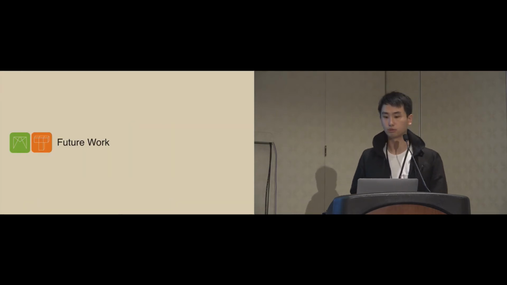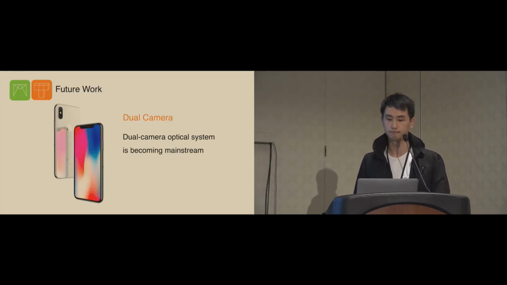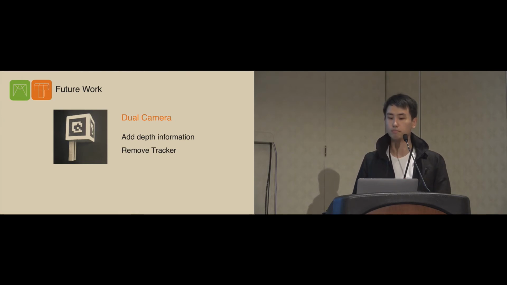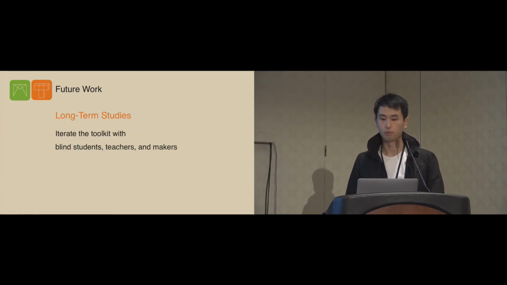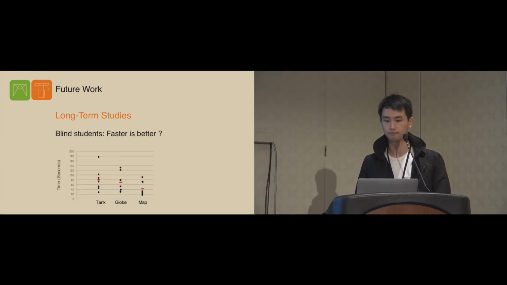To further improve the toolkit, we will upgrade the system with new hardware and iterate it in long-term studies. Like iPhone X, more and more smart devices nowadays have a dual-camera optical system, which can provide depth information to accurately track the model. By adding depth information, we may be able to remove the tracker and deploy a markerless tracking system. We also plan to iterate the toolkit with blind students, teachers, and makers in long-term studies.